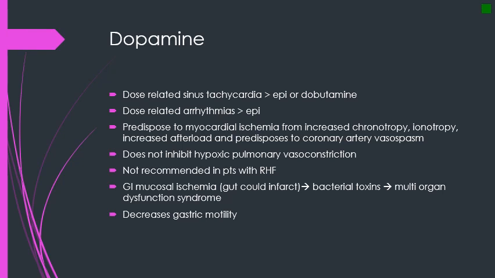It's not recommended in patients with right heart failure. It does produce GI mucosal ischemia. If you've had patients on dopamine for long periods of time, they definitely can develop an ileus, and they can infarct their gut, and that increases the risk for bacterial toxins and even more multi-organ dysfunction. So you will see patients on dopamine with a decrease in gastric motility if they're on it for very long at all. And you know agonism of those receptors, both alpha and beta, decrease the gastric motility.